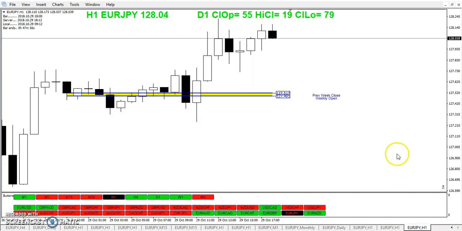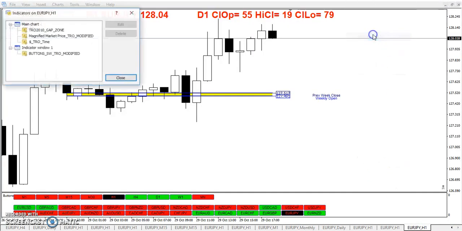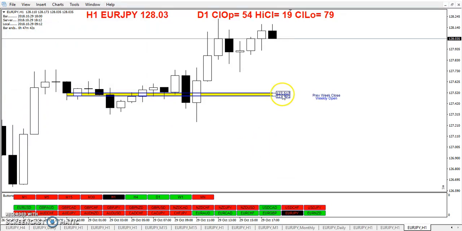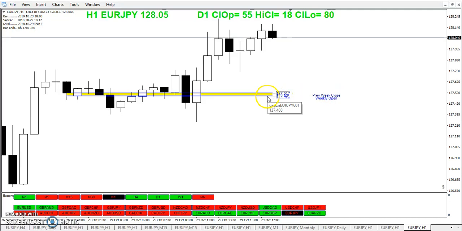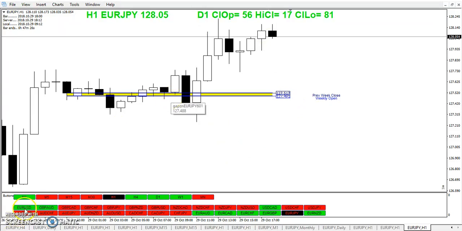So I dusted off an old indicator. Actually, I just loaded it, found the template for it, the 2010 gap zone. But you really don't need that indicator. It just shows you the previous week close and the weekly open. And so we're looking here at the euro yen, and there really wasn't too much of a gap, only a 2 pip difference. But we can just cycle through the pairs here and see what we have.